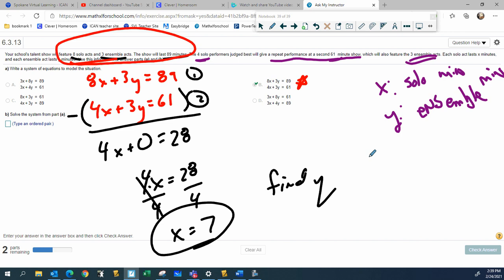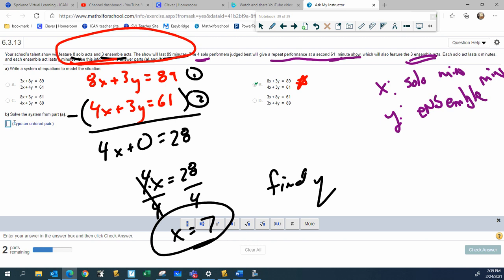All right, and then you're going to have some ordered pairs. So as you go through this, you're going to have x, 7, comma, blank for your y value as your answer. I'm going to make you find your y, check your answers, then it's going to make you interpret it. So it's going to say, well, how many minutes is your solo act going to be? And since x stands for solo minutes, you're going to be like, oh, well, my solo acts are 7 minutes long. And then you find your y.